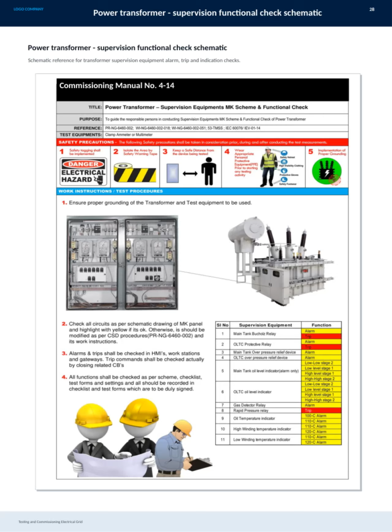Here we have a schematic for the supervision functional check of a power transformer. This diagram is essential for testing and commissioning activities in the electrical grid. It provides a clear reference for verifying the proper operation of supervision equipment, including alarms, trips, and indication checks. By following this schematic, we can ensure that the transformer's protection and monitoring systems are functioning correctly before they go live. This step is crucial for maintaining grid reliability and safety.